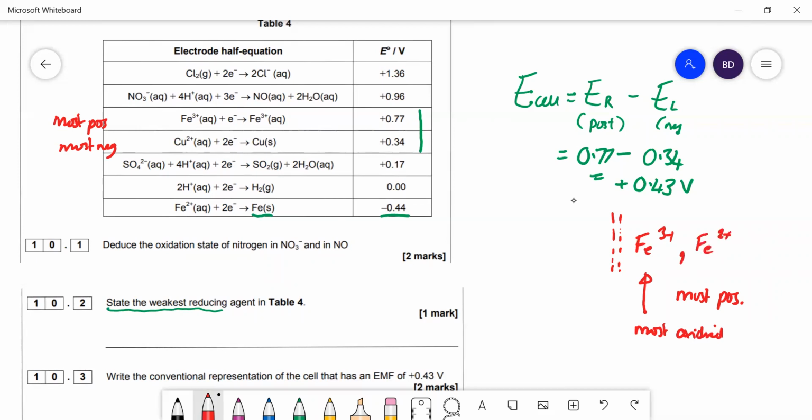I don't draw a straight line because they're in the same phase. They're both in aqueous solution. And of course, you don't have any metal there. You've got metal ions, but you haven't got any metal as an element to conduct. So you're going to need some platinum there. So there is a phase change to platinum, a straight line, and Pt. And then the copper one, that's the most oxidized, so Cu2+ goes next to the salt bridge. We draw a phase change because they're in aqueous solution. The copper metal is solid, and we don't need platinum there because we've got copper metal. So that's the conventional representation of the cell. That's the answer to that question.